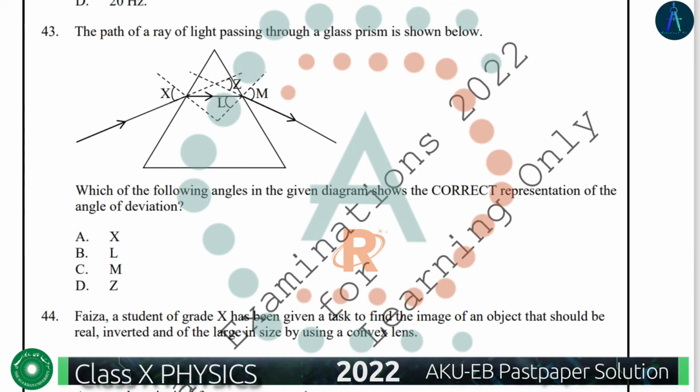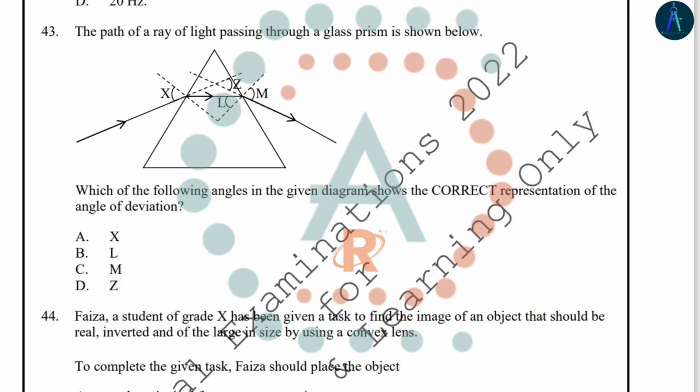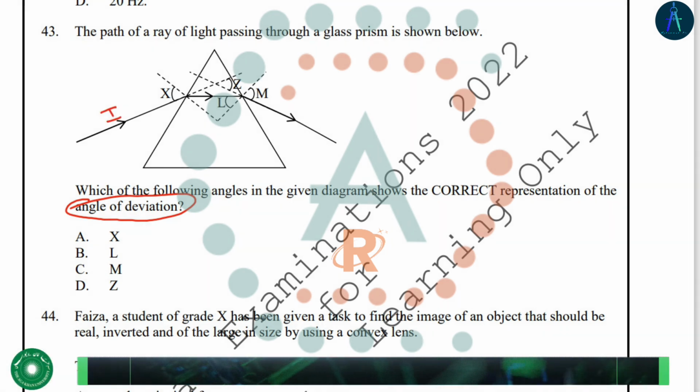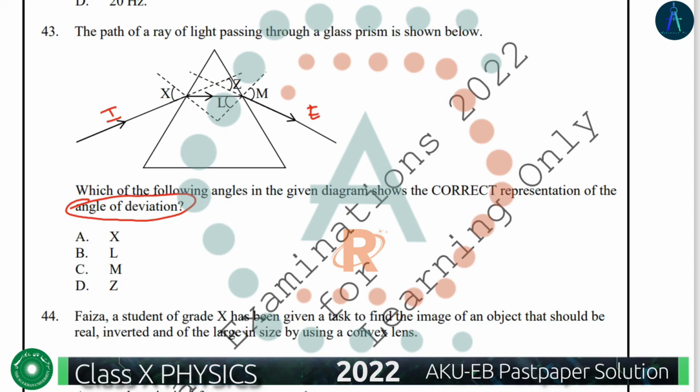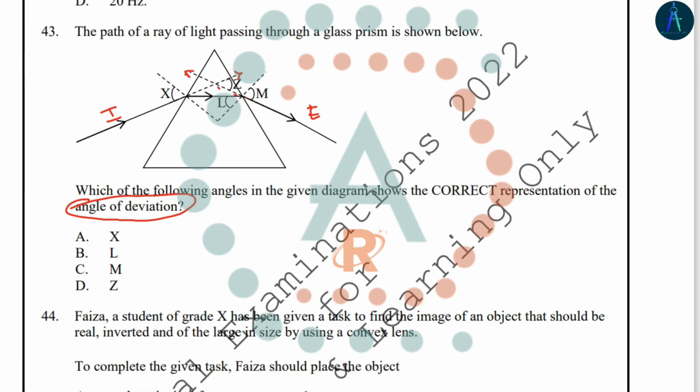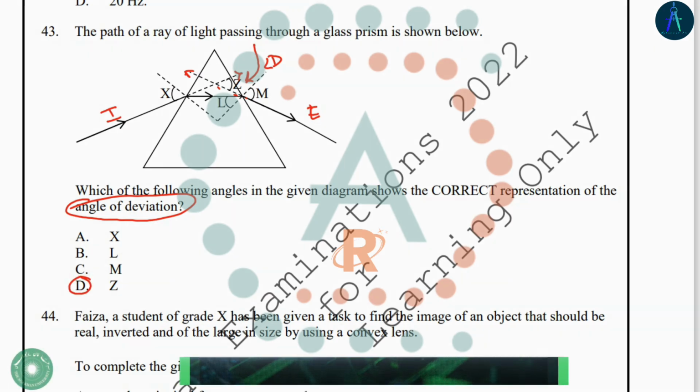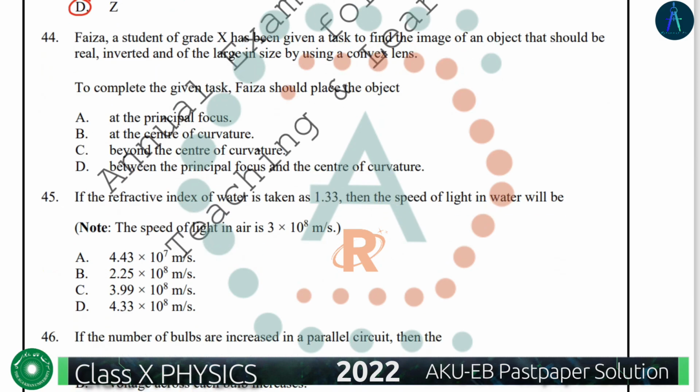Let's see question 43. Path of ray passing through a glass prism is shown below. Which of the following angles in the given diagram correctly represents the angle of deviation? So angle of deviation is always formed between the incident ray and the emergent ray. As we can see, incident ray is extended while emergent ray is also extended in this way. So the angle formed between them is the angle of deviation, that is represented by the letter Z. Option D is the right answer.